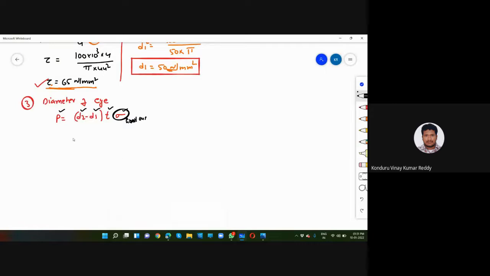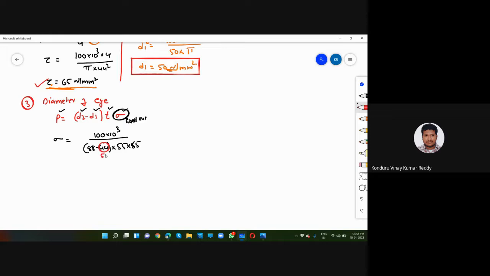Okay. Now, shear stress is equal to P by these all values. That is, P is nothing but 100 into 10 to the power of 3 by D2. D2 is 88 minus 44 into T value. T value is, can anybody give me what is T value? 55? Yes, sir. 55, 55. 55 into 65. Okay, somebody will be writing that, sir, I think we have got d1 is equal to 50.